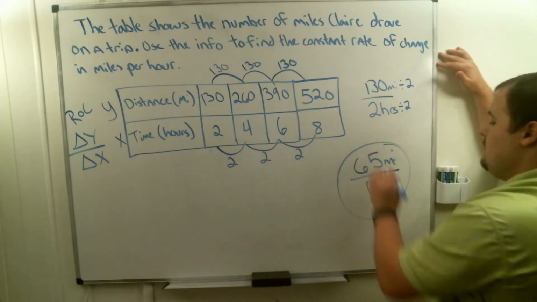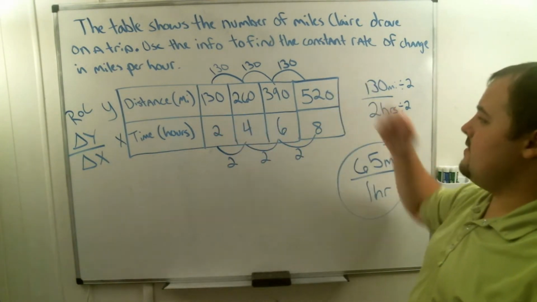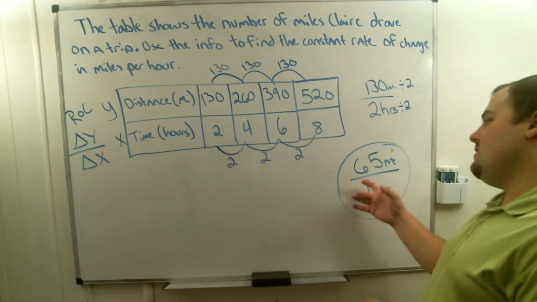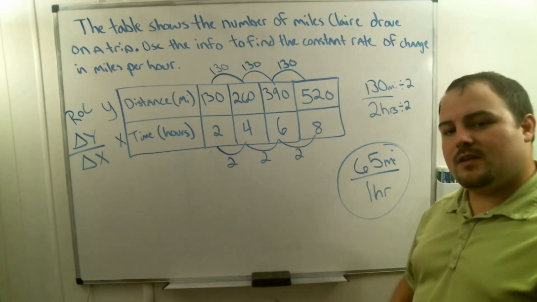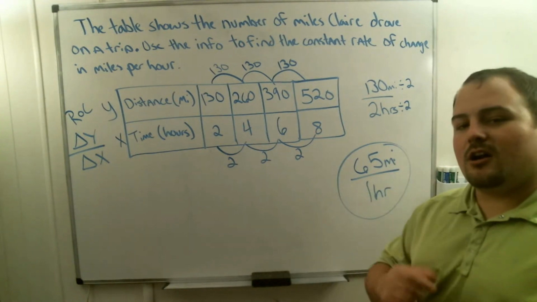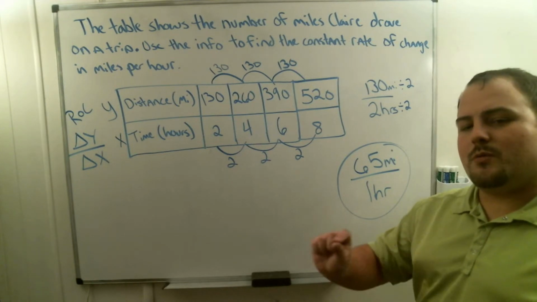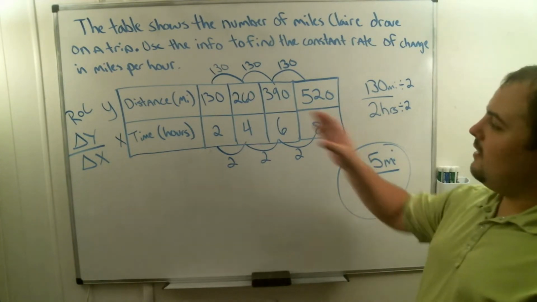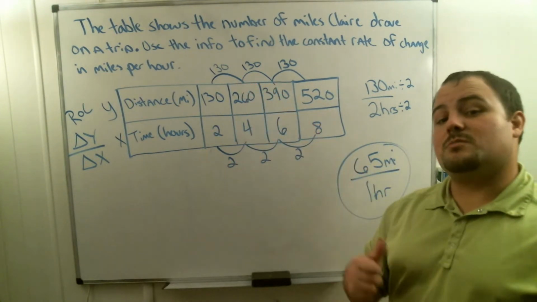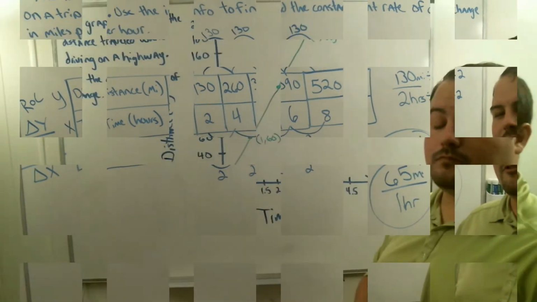So I know that if you went 130 miles in 2 hours and you went 520 miles in 8 hours, that you're traveling at an average speed of 65 miles in 1 hour. 65 miles per hour. So this would be our constant rate of change. It's always changing by 65 miles every time we move over 1 hour. It looks like 2 here, but 130 divided by 2 gives me 65. 65 miles, 1 hour. Let's go ahead and look at some graphs now.